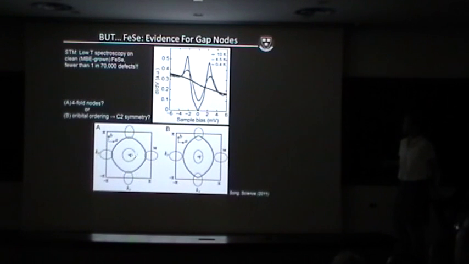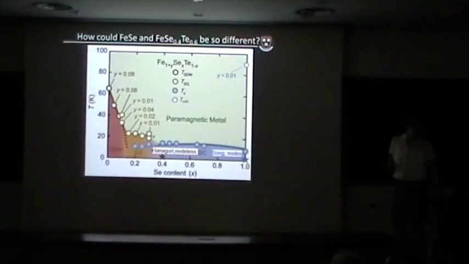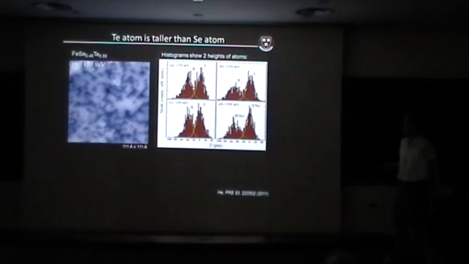So Sun postulated that in this material there are actually nodes, because the nodal line had cut between the pockets in the tellurium doped material and actually passes through the electron pockets in the selenium doped material. And so we just look at the phase diagram. Here's the Hanaguri experiment. Here's the Sun experiment. They're within the same phase diagram, but they have very different behavior.